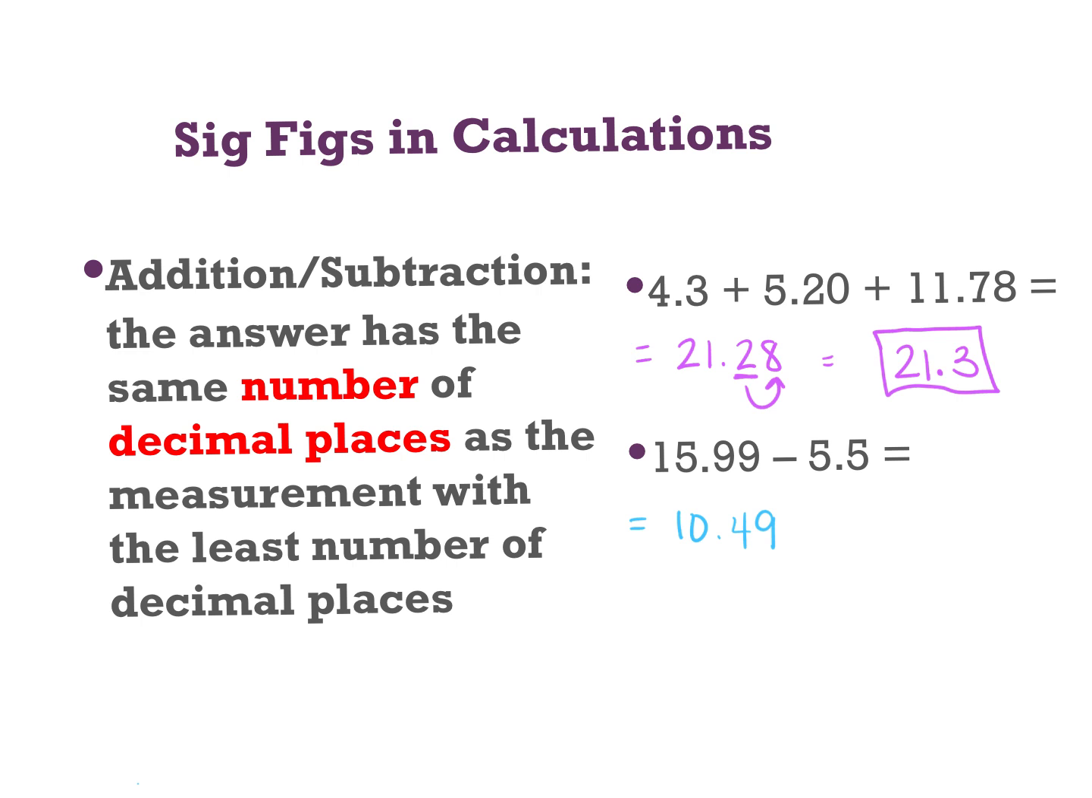Again, if we're subtracting, we're counting decimal places. So how many decimal places are in this number? 2. How about this number? 1. And it's always the lowest number. So your answer can only have 1. Okay. So again, I like to draw a line under the first one because I know that's where my number has to stop. But you always have to look at that next digit to know how you're going to round. So since that next digit is a 9, how are you going to round this? Up. And what am I going to write? 10.5. Good.